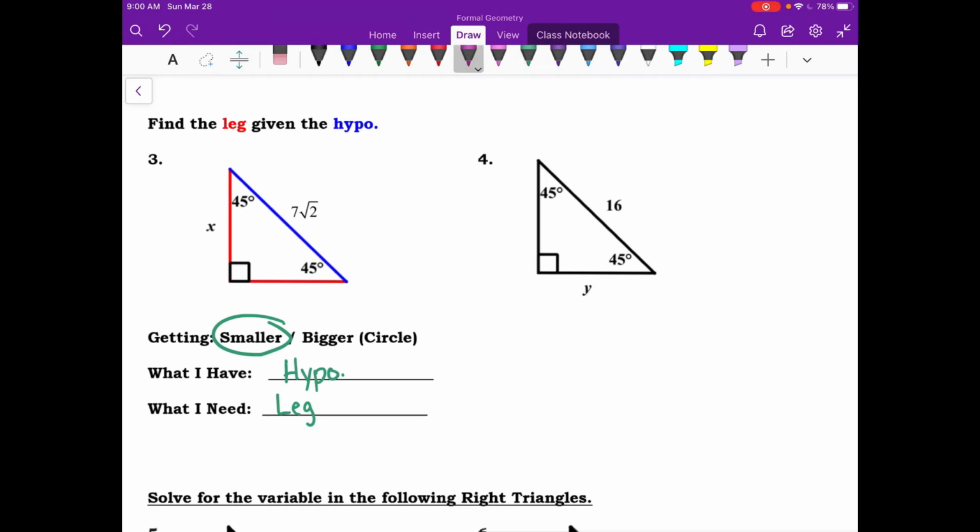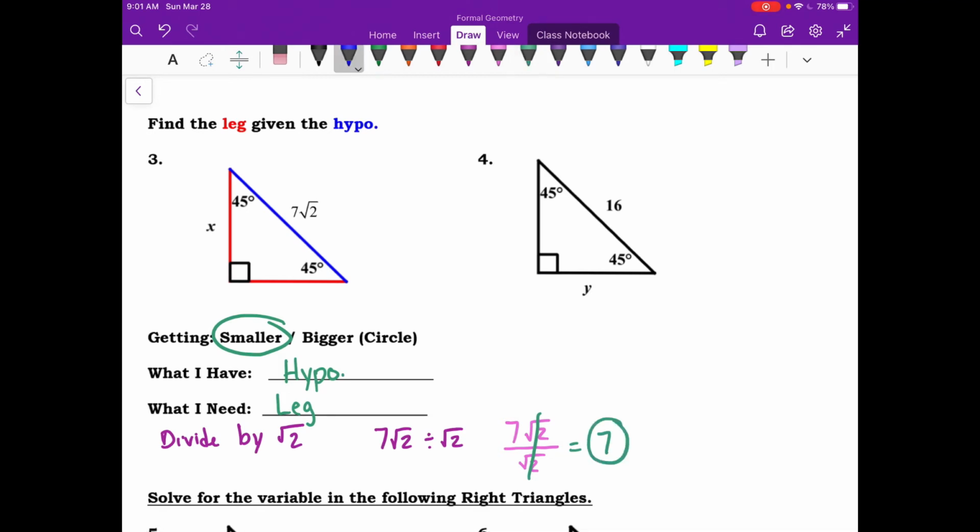So which means we are dividing by square root of 2. So I'm going to take my hypotenuse, which is 7 root 2, and I'm going to divide it by root 2. So I'm going to write that as a fraction. So that's 7 root 2 over root 2. Now these root 2's will reduce themselves out, and we'll just be left with 7. Okay, number 4, same thing.